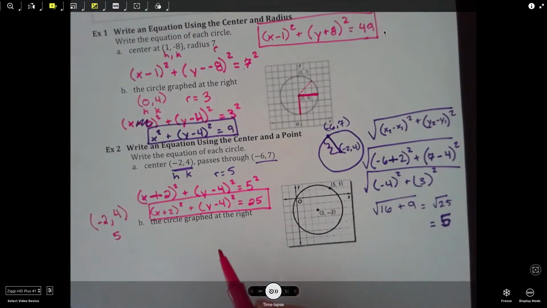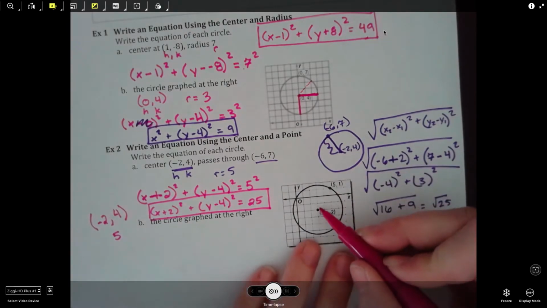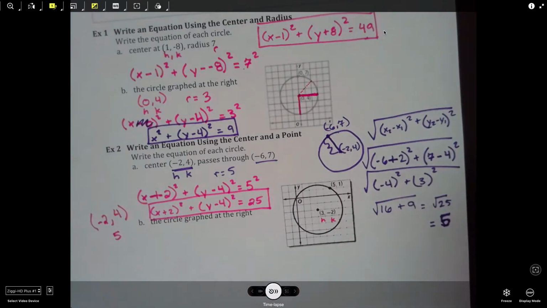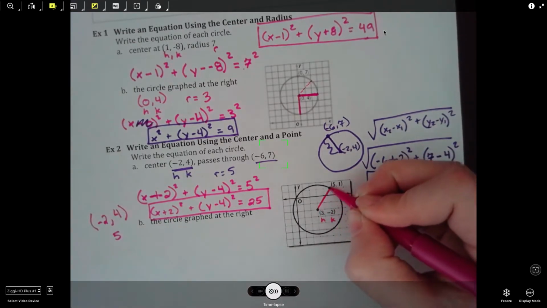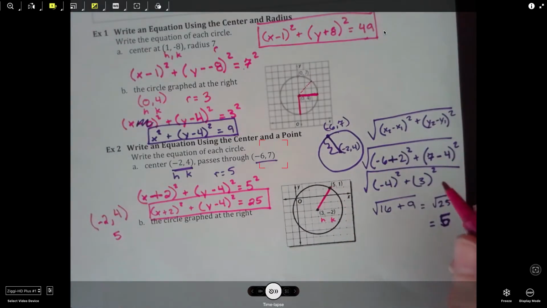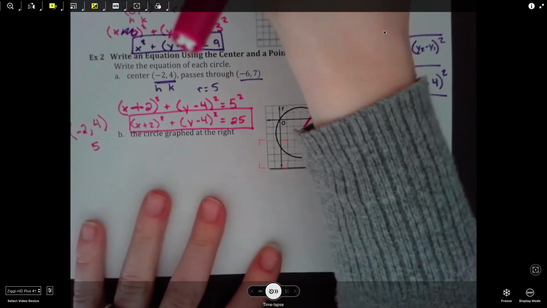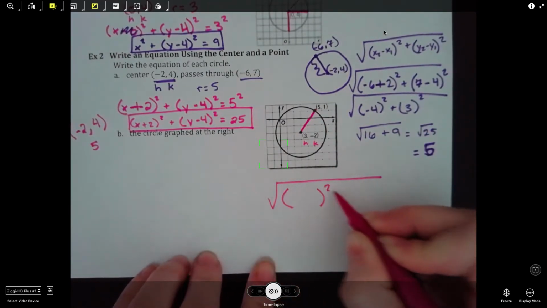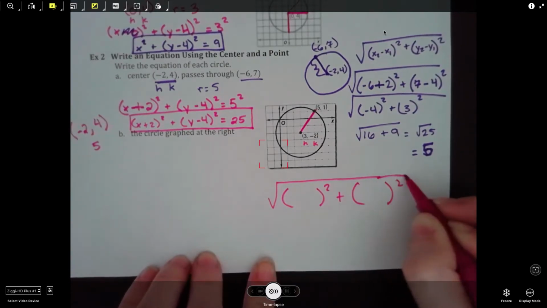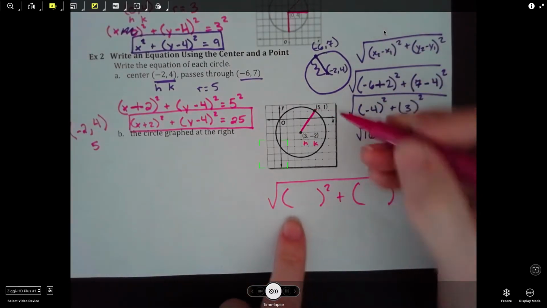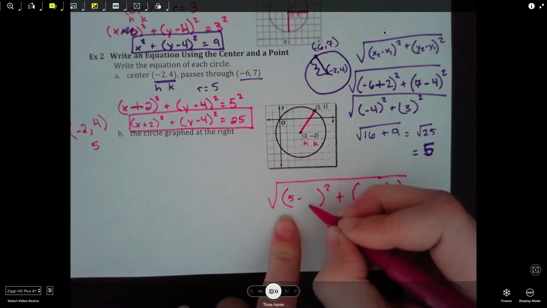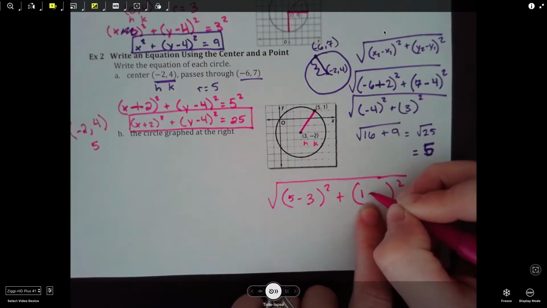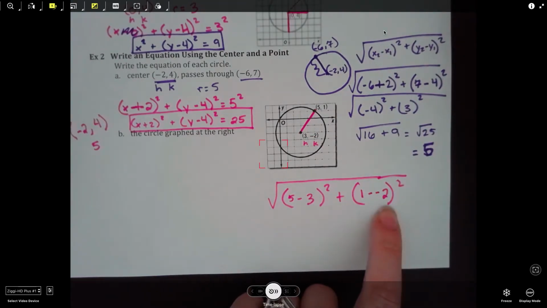All right. Part B, they're having us do the same thing, and they give us a picture of what it looks like. So I know that my h and k are 3 and negative 2, but I do not know my radius. Okay, I don't know that radius there, so I need to do the distance formula again. All right. So the square root of, set this up. My second x-coordinate, I'm going to list as 5. My first x-coordinate is 3. My second y-coordinate is 1. My first y-coordinate is negative 2, so minus a negative 2.